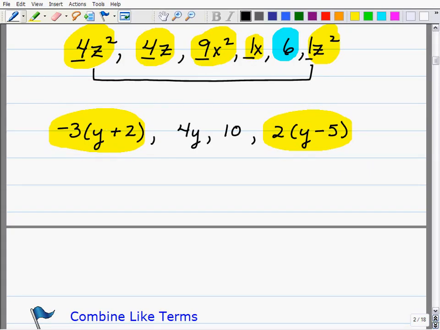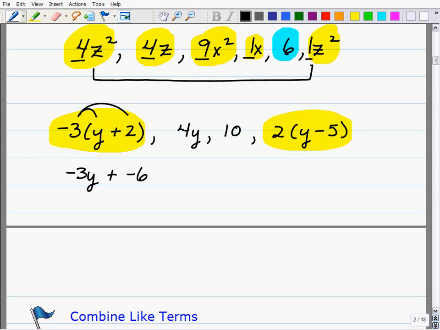In order to see terms and coefficients very clearly in expressions, you must apply the distributive property if you're in a distributive property situation. So let me just go ahead and show you here. Let's go ahead and apply the distributive property to this expression here. I'm going to get negative 3y plus negative 6.